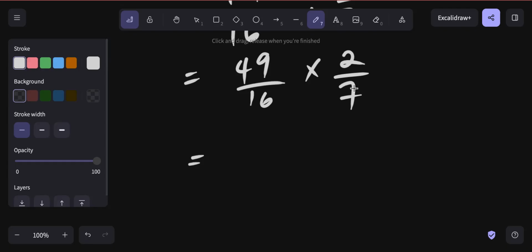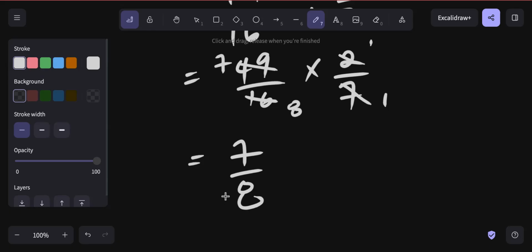All right, now, what's common to 49 and 7? 7, of course. 7 divides 49 to give you 7. 2 divides 2 to give you 1. 2 divides 16 to give you 8. And we end up with 7 over 8. Felt like I was trying to be stylish there and messed it up. Anyway, that's our answer for that one.